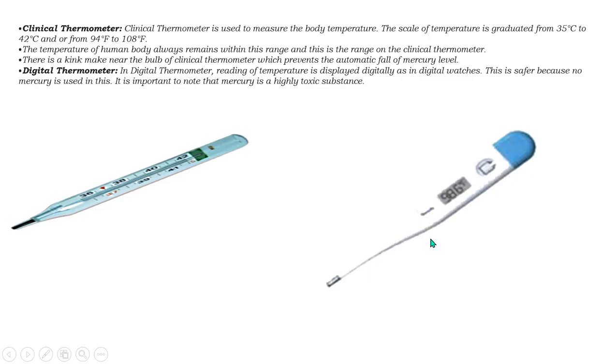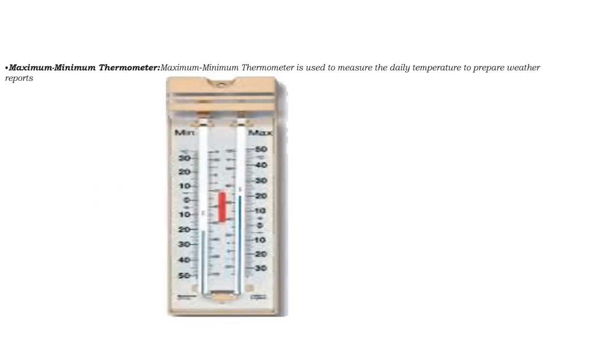And this is a digital thermometer. In a digital thermometer, the reading of temperature is displayed digitally, as in digital watches. This is because no mercury is used in this. It is important to note that mercury is a highly toxic substance.